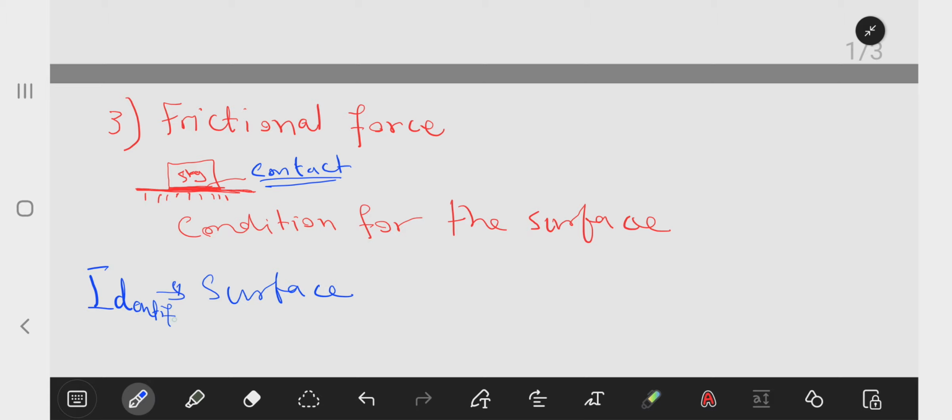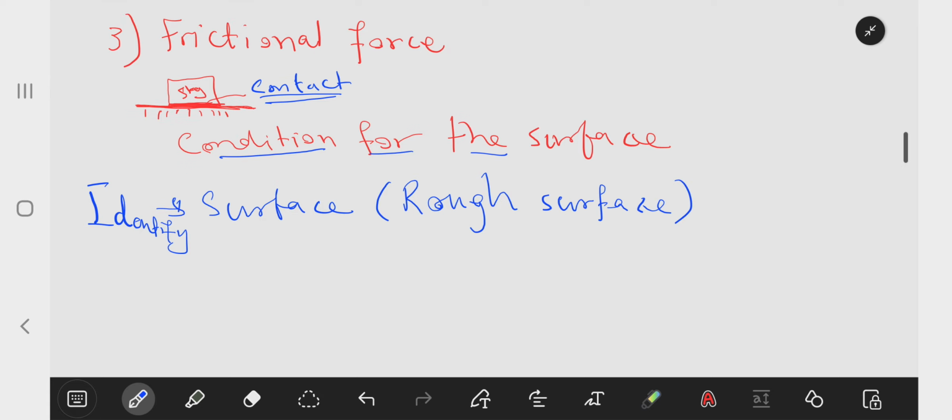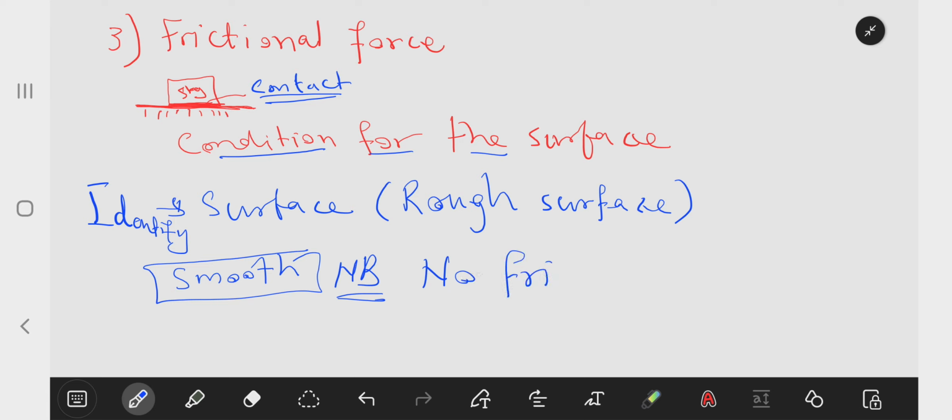But now, there is a condition for that surface, and the condition says the surface must be a rough surface. Rough is the opposite of smooth, right? So if the surface is smooth, then we have no friction. Very, very important. This is how we identify these things. You have friction only if the surface is rough. But if the surface is smooth, then you have no friction, right?